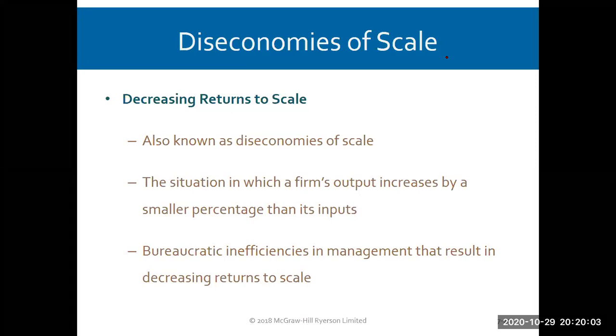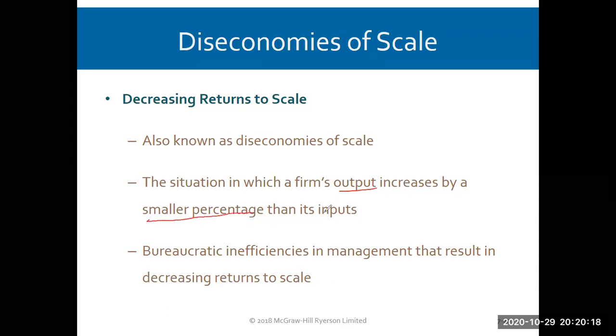So what is diseconomies of scale, or decreasing returns to scale? You can use those two terms interchangeably here. It's basically where a firm's output increases, yes, but by a smaller percentage than the inputs. So if the inputs are doubled, the outputs are, well, not doubled. If the inputs are increased by 90%, the outputs only go up by less than 90%. So that's just how we look at it.